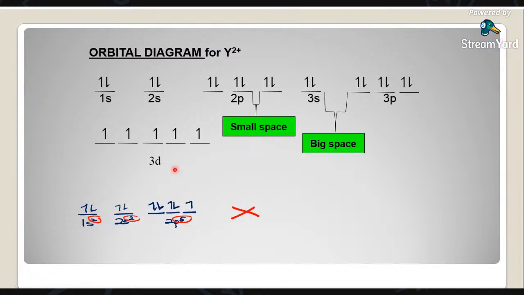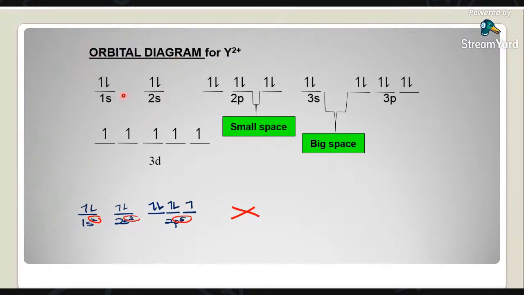Okay, so this is how to write the orbital diagram, not shape of orbital. Shape of orbital is dumbbell shape, spherical shape, clover leaf. That is shape of orbital. Okay, sometimes the question is like this. Draw the orbital diagram. But because students see draw, they directly draw those shapes.